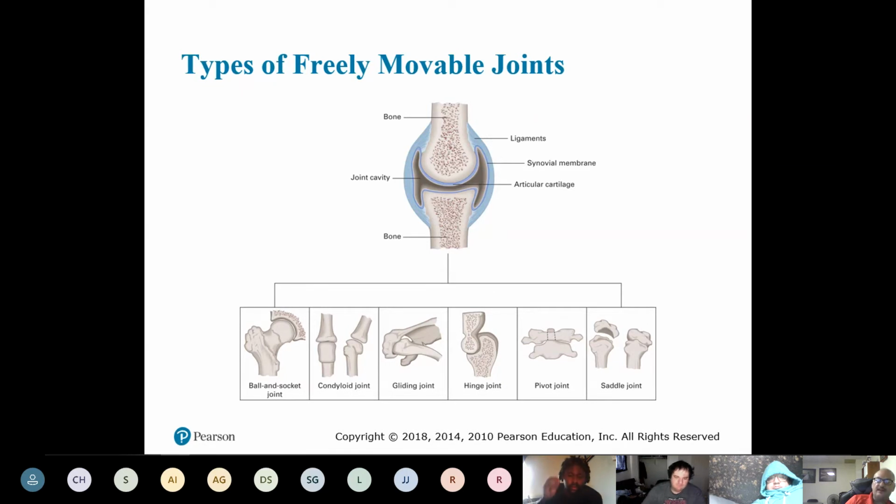Hinge joint would be like your knee, your thigh and your lower leg. Pivot, this motion right here in your neck. One of the cervical bones has a protrusion, a bone that sticks straight up, and then the upper bone fits right over that, and that's how we're able to do this motion.